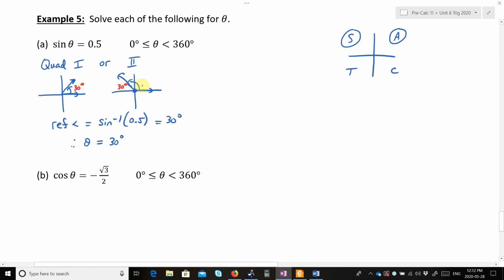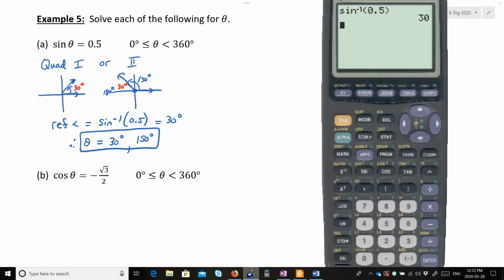In quadrant 2, it's going to be the big angle. We know how to get to there is 180. So the remaining piece is 180 minus 30, which is 150 degrees. Okay, and so those are our two angles. So if we check that, sine of 30 degrees should be 0.5, and sine of 150 degrees should be 0.5. Wonderful.